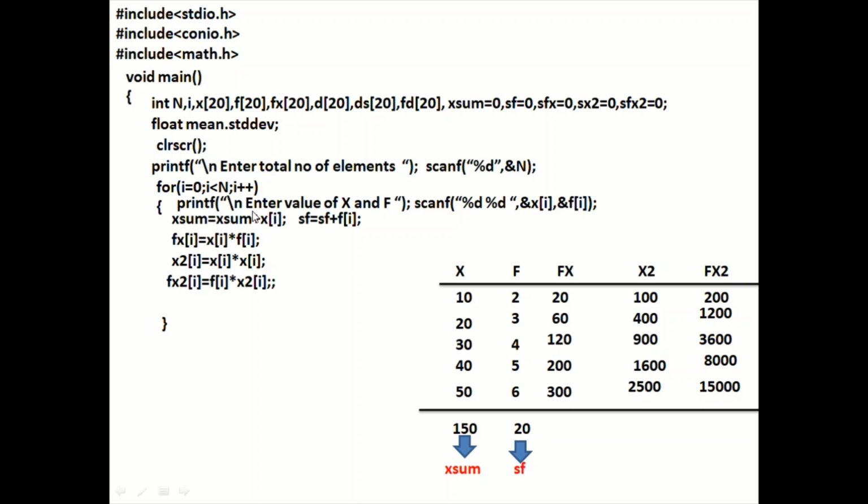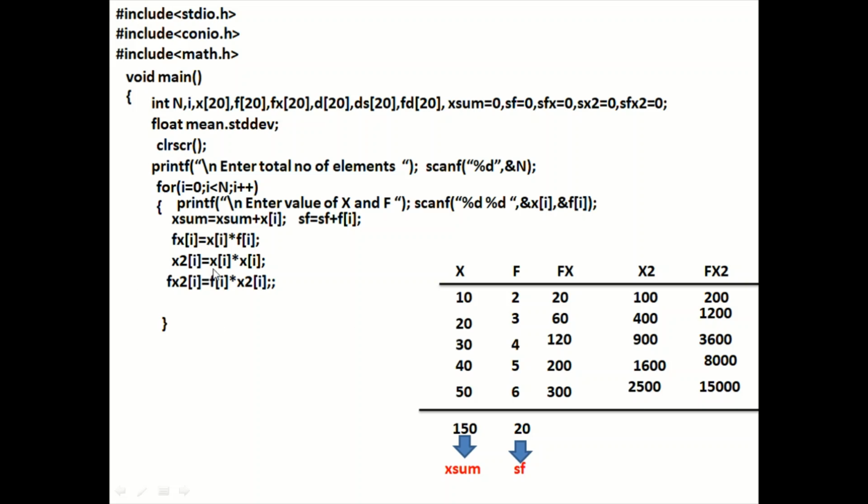Same process continues. So next time you can see here Fx. What is Fx of I? Fx of 1 is equal to X of 1 into F of 1. What is X of 1? X of 1 is 20. What is F of 1? F of 1 is 3. 20 into 3 is how much? 60. Got it here.